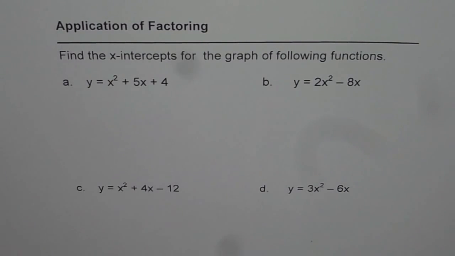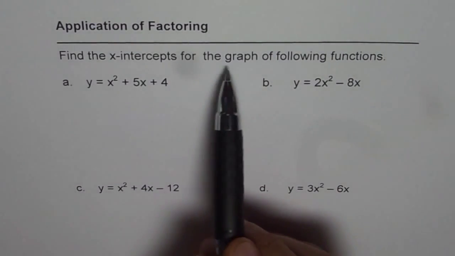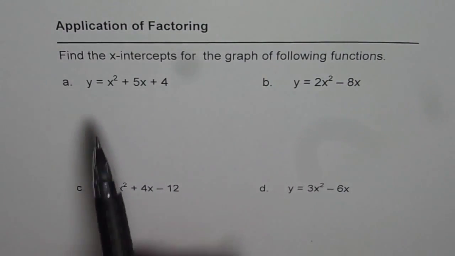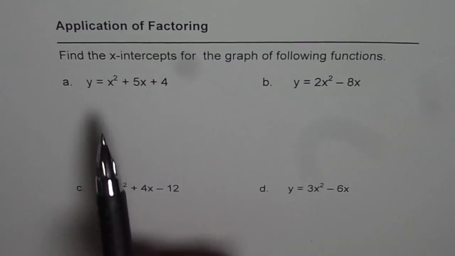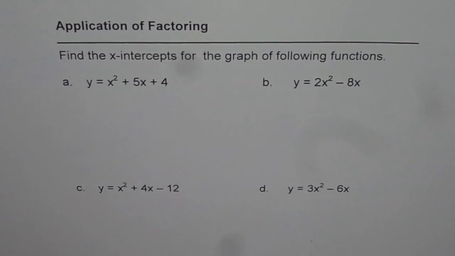Now, x-intercepts are the points where y is 0, right? So we have four different equations here. These are the equations of functions written as y equals a function of x. We need to find x-intercepts. So the question is, find the x-intercept for the graph of the following functions. We have four different functions here. y equals x squared plus 5x plus 4 is the first one for you.